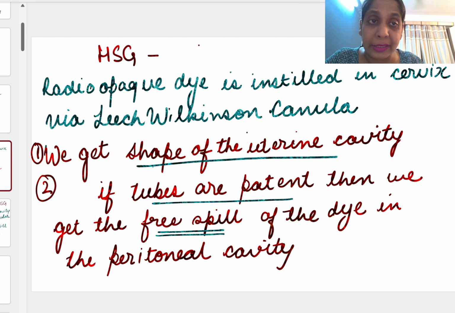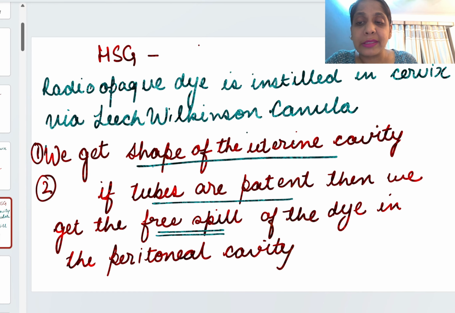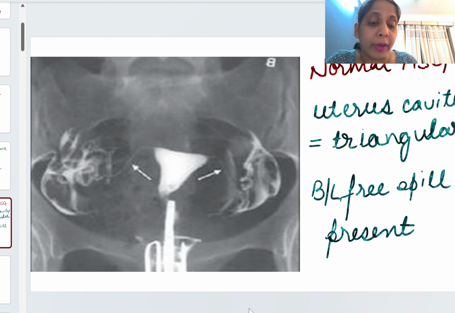If the ducts are patent, then only the dye will go into the peritoneal cavity and we will see the spill of that dye. Okay, if the ducts are obstructed, then the dye will not go into the peritoneal cavity and it means the ducts are not patent, right? So basically this is a normal HSG. The normal uterine cavity is triangular in shape and bilateral free spill is present there.